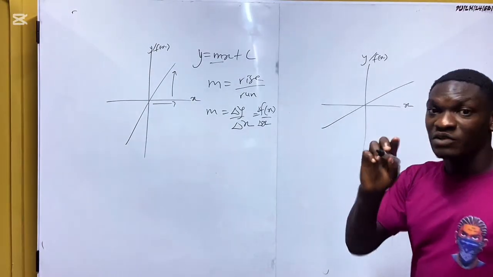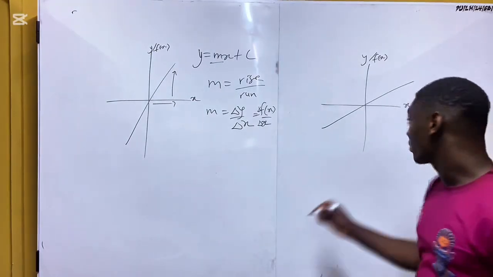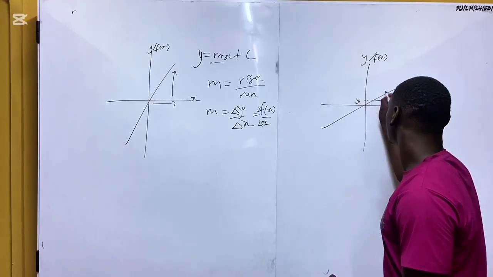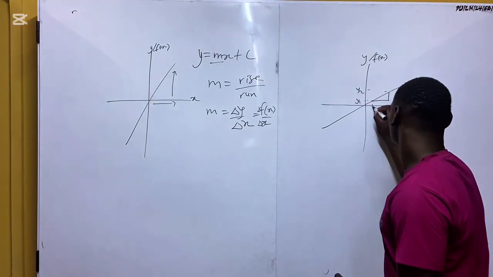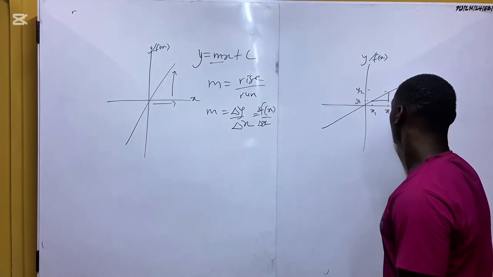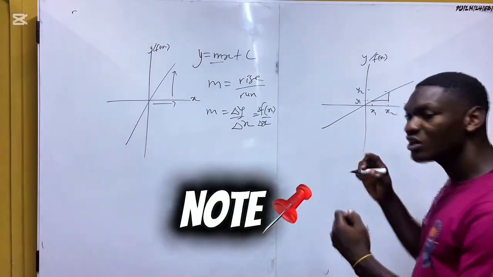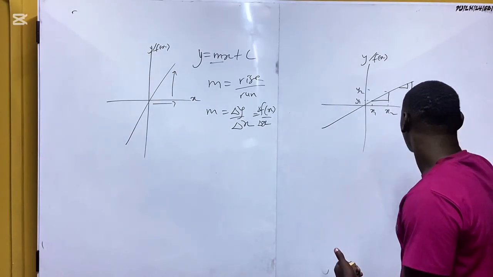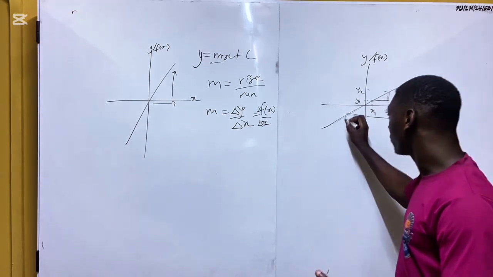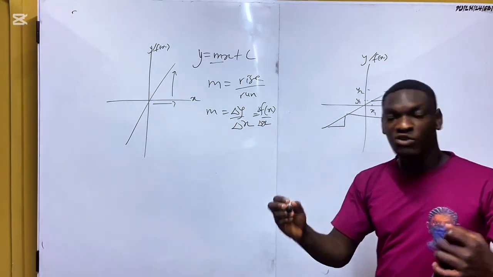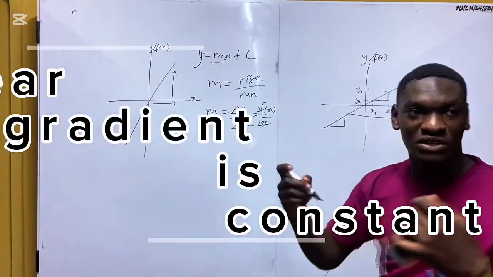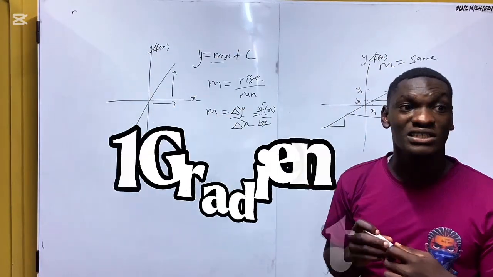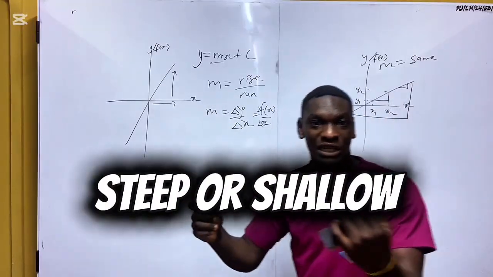I can decide to find the gradient of a line by drawing this triangle or using this triangle trick. I draw a triangle like this, and I can take from here as y1, and this is y2, x1, x2, so that I can find change in y and change in x. Technically, if I were to draw my triangle here, I will still get the same result. No matter how I draw my triangle, no matter where I draw my triangle, if it's on the same line, the gradient will always be the same. Every line has one gradient. The gradient determines how steep or shallow the line is.